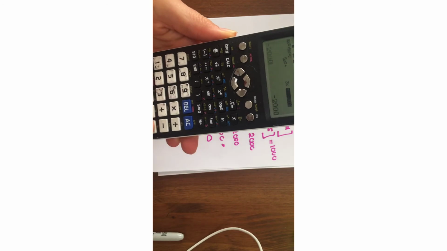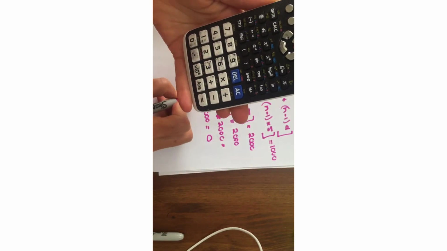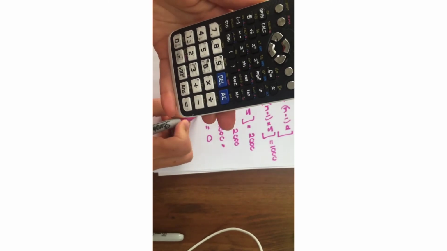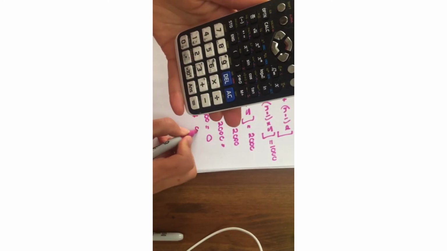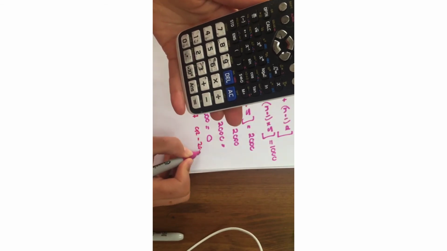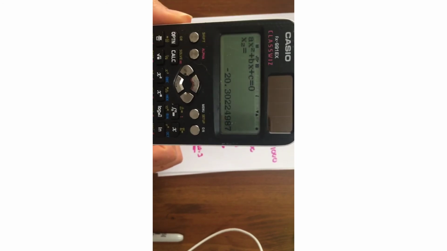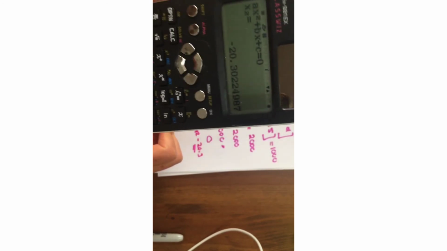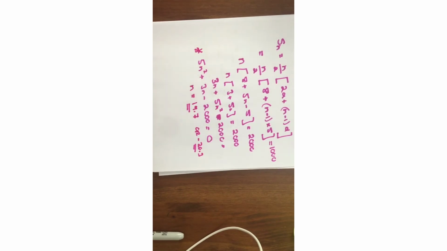I press equals each time, and then my first value here would be 19.7, and my second answer would be negative 20.3. So if you're not sure how to use the calculator, go through that again and check you can do that. It's really important you know how to solve a quadratic formula using a calculator.